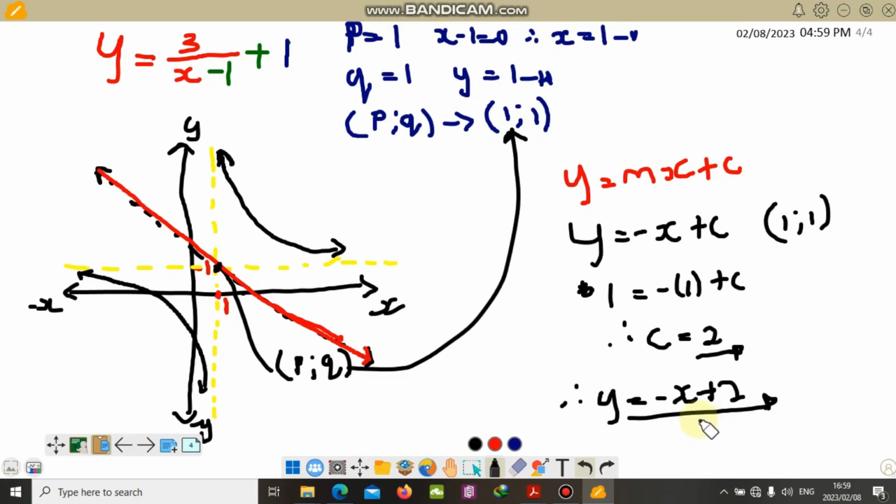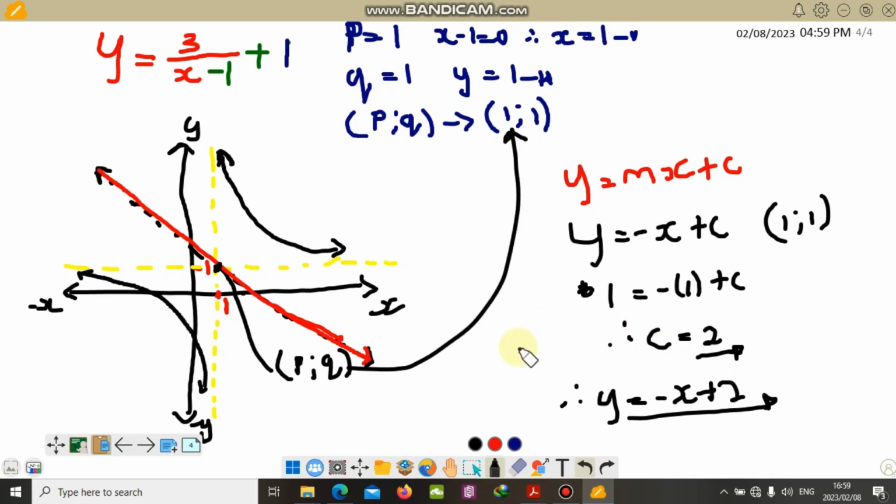Of course you can test it. If you take this equation and you substitute the value of x for the asymptote, you get the other value, the value of y. If you substitute 1 here, minus 1 plus 2, that's positive 1. So it's correct. This is the equation of symmetry.